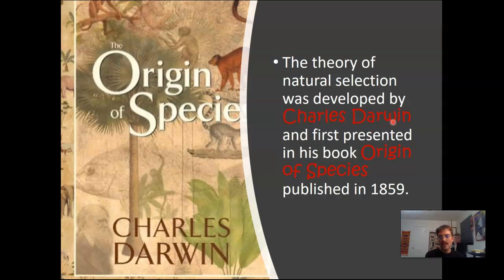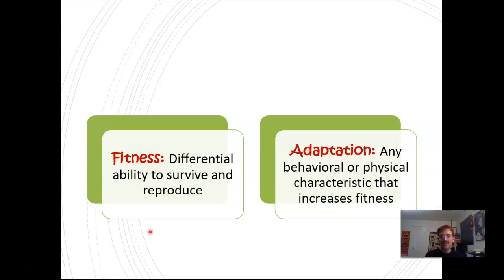All right, so all of this happened with the theory of natural selection developed by Charles Darwin. You may have heard of him. He was the first one to figure out that species might change over time based on these factors that happen over long periods. And so there's a difference between fitness and adaptation. Fitness is the differential ability to survive and reproduce, and adaptation is any behavioral or physical characteristic that increases fitness.